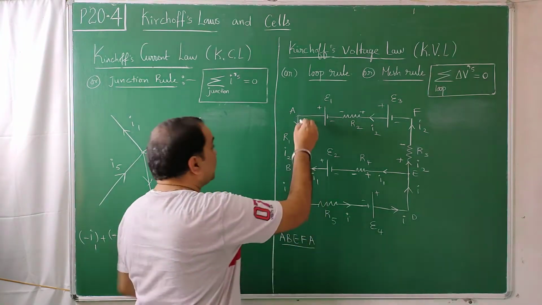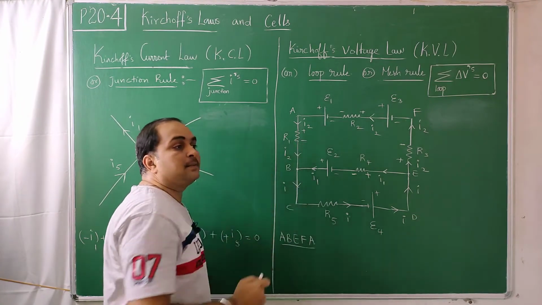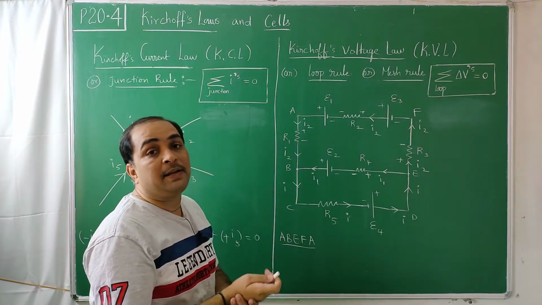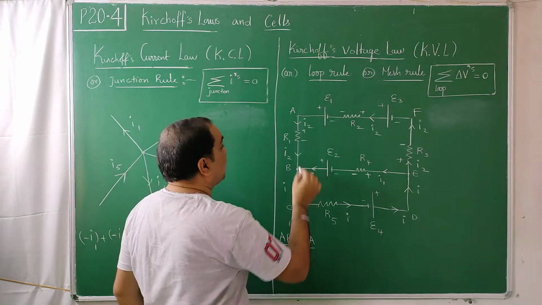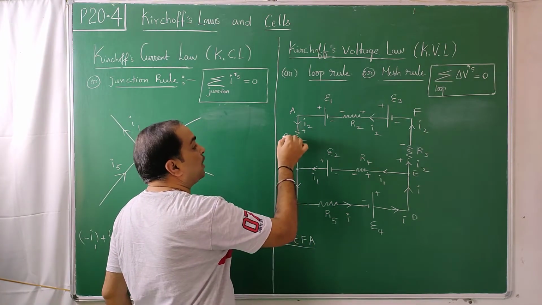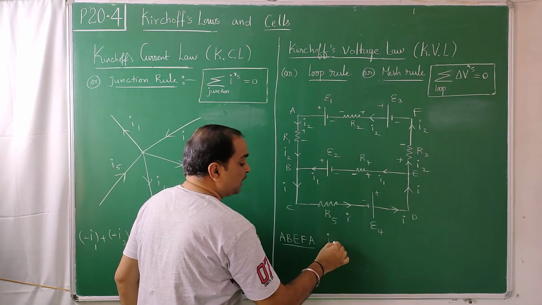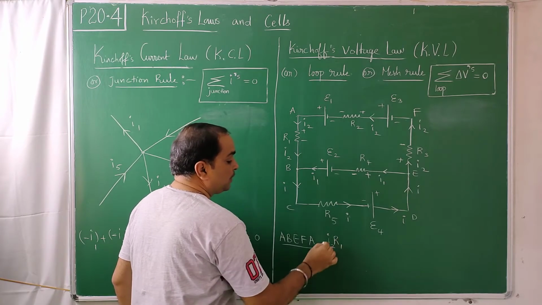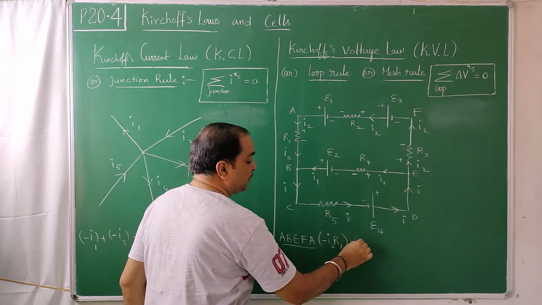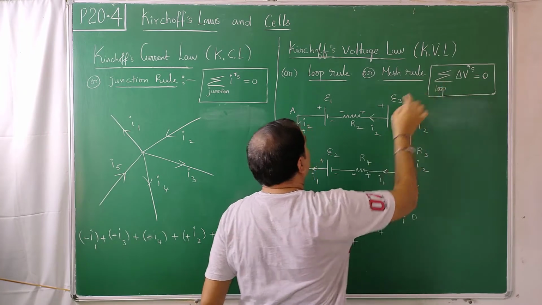Now start from here. Plus to minus: you are coming from high level to low level. You can take it as a drop. Drop is given as minus. And current is I2, R1. V is equal to IR like that. So minus I2 R1. This is a drop, minus sign. Plus, because of summation, you have to take plus.